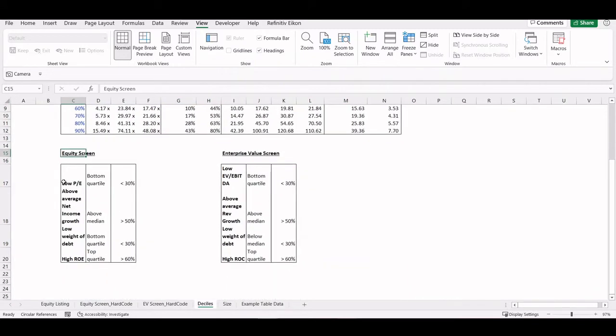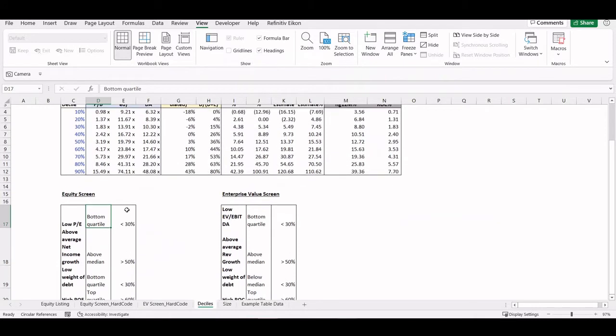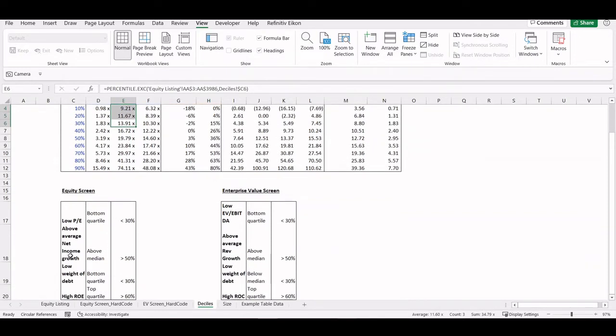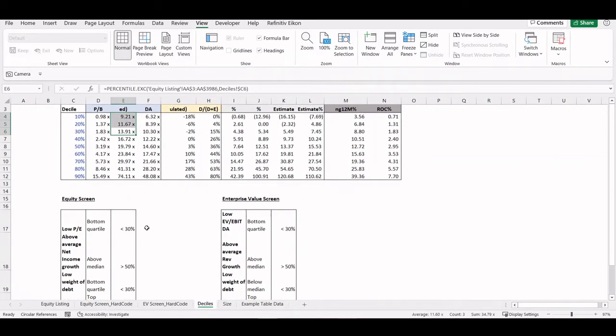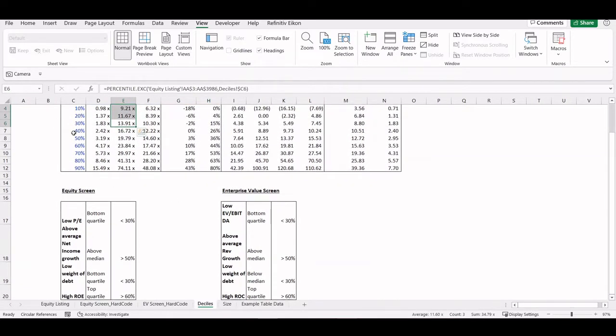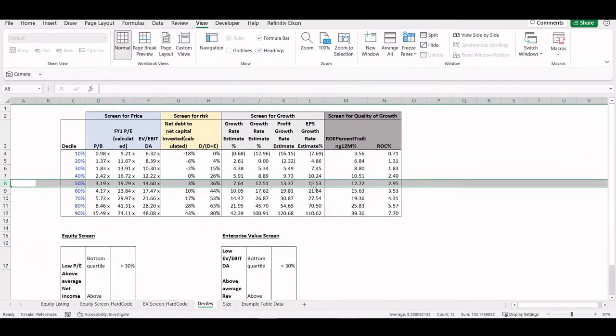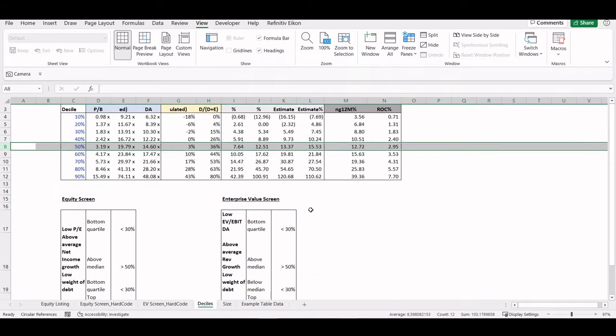So in terms of equity screens, we have looked at price to earnings ratios, and we look for a low price to earnings ratio. So we look at the bottom quartile, below the 30th percentile of the data. In this case, anything below 13.9. And then we have looked at the net income growth. For net income growth, we have looked at above the median value, so that's the 50th percentile of the data. Anything above 15 is considered higher growth.